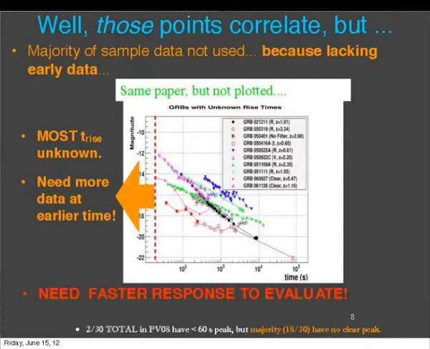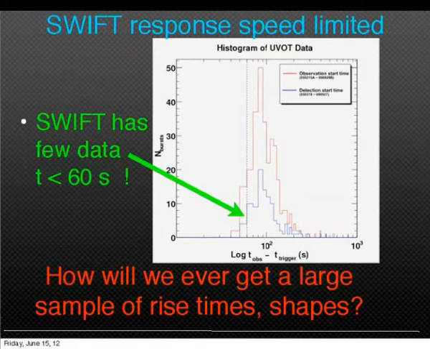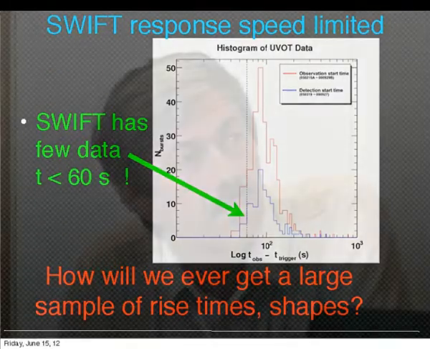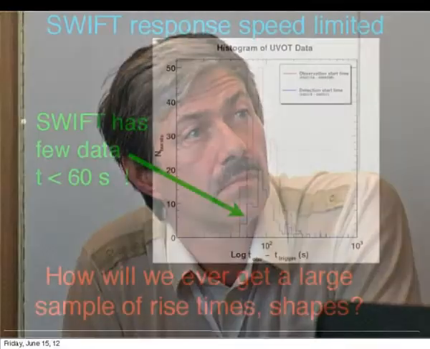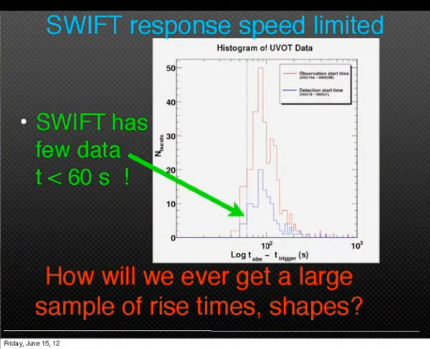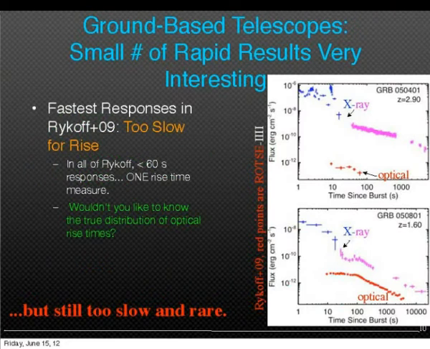And the UFO project is all about getting there faster with the optical. Again, Swift has this cliff at 60 seconds, and it's more typically 100 seconds. You're missing a lot of these phenomena. How will we ever get a great sample of these rise times if we don't make an instrument for it? And that's what UFO is supposed to do.